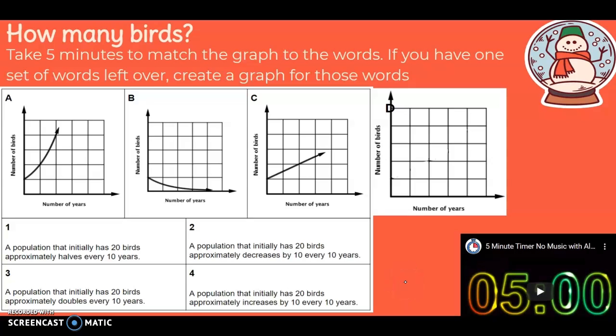In today's lesson, we're going to look at how many birds. I want you to pause this video and match up the graphs and the words. Read each of the little sentences below and match them up with the graph. Remember, you can label the graph and anything like that. So go ahead, pause the video, and figure it out.